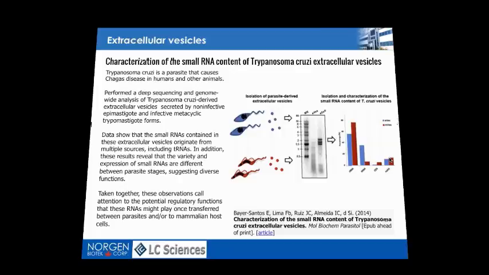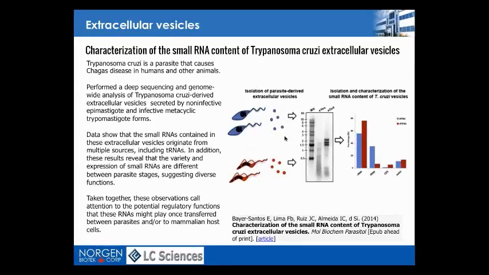Then, for an experiment that takes an overall view of extracellular vesicles, this paper comes to mind from Biotek et al., published this year. It's the characterization of the entire small RNA content of Trypanosoma cruzi, which is responsible for the so-called Chagas disease, predominantly prevalent in Central and South America. It's a genome-wide analysis of the trypanosoma-derived extracellular vesicles, and they compared the non-infective stage, in blue, versus the infective stage of the parasite and looked at the different RNA content.